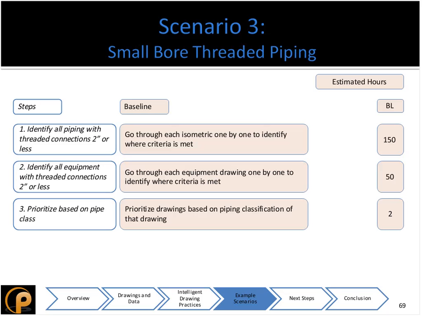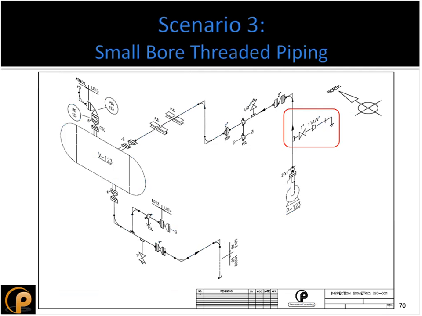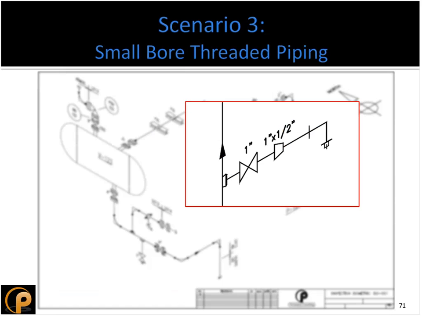And so this actually may not be a feasible option for you, because really, taking 200 hours to go through this list, it may be worth it to find some alternate means of getting this data. Because what you're going to have to do is go through each isometric, look for this information, see if it's a threaded connection, see if it's 2 inches or less, and that's just going to take a ton of time.